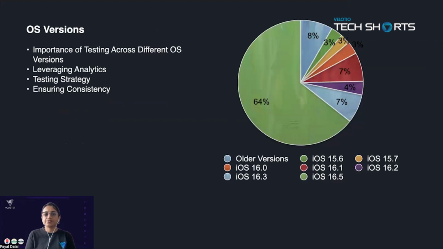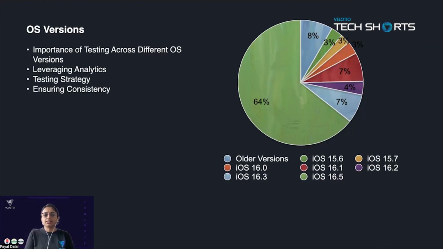OS version also plays an important part while considering your testing scope. So see here, iOS 16.5, the majority of users are on 16.5, say 64% users are there. But only a lesser percentage of users, say 8%, 7%, and the rest are on 16.0 or say 16.3. So you should consider those versions, but other than that, 3% and 3% you can avoid. So your major focus should be on the 64% users.